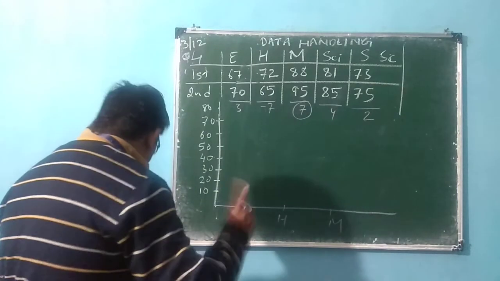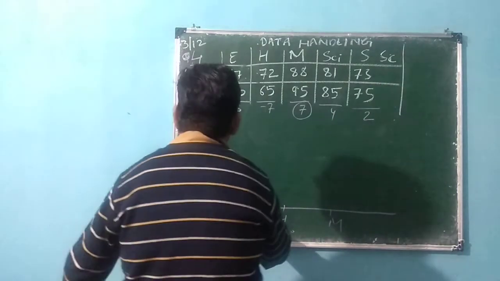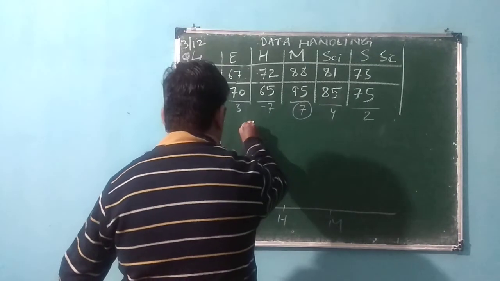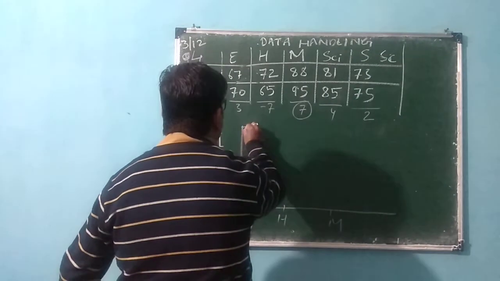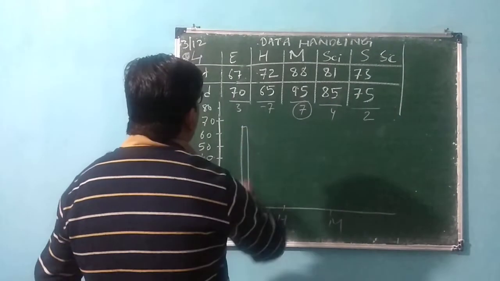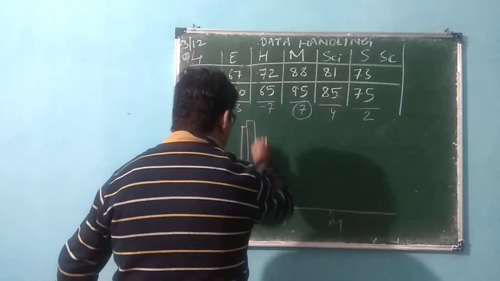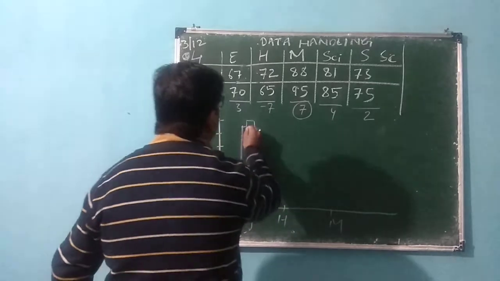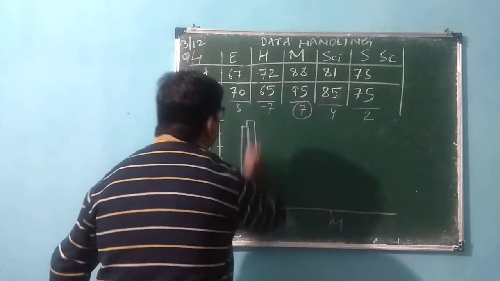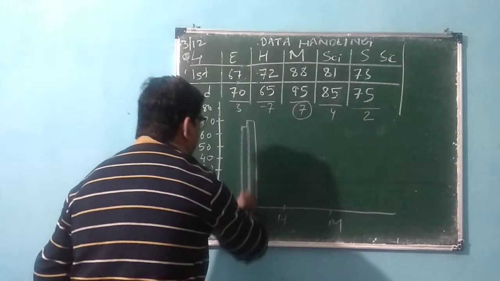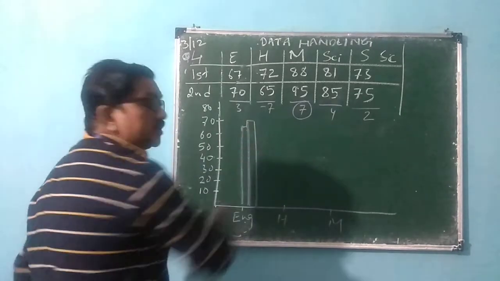Now in English the first term is 67, so this is here, 67. The second is 70, the 70 is here. So I will write this. This is called a subdivided graph. If you want, you can shade it.